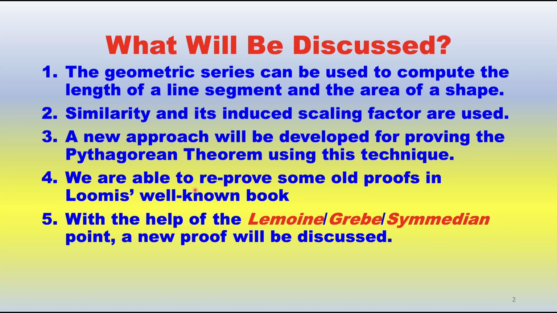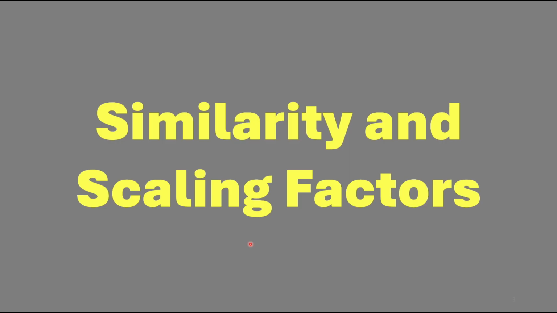We are able to reprove some old proofs in Loomis' well-known book. With the help of the Lemoine, Grebe, or Symmedian point, a new proof will be discussed. So, let's review the similarity concept and the scaling factors.